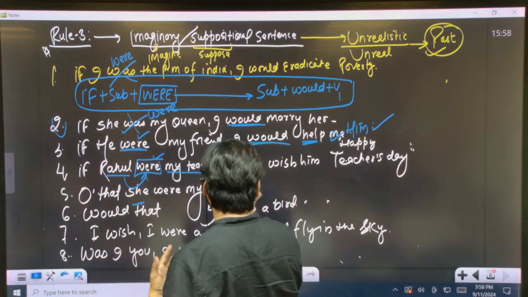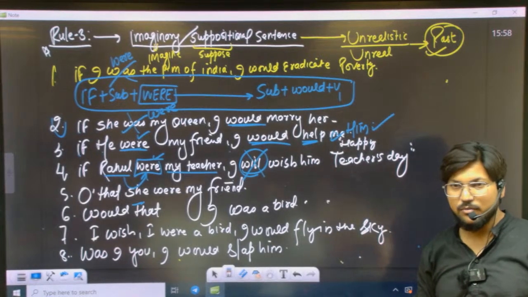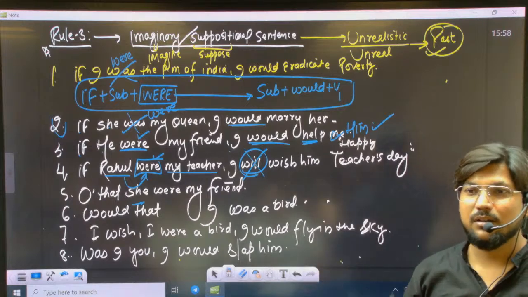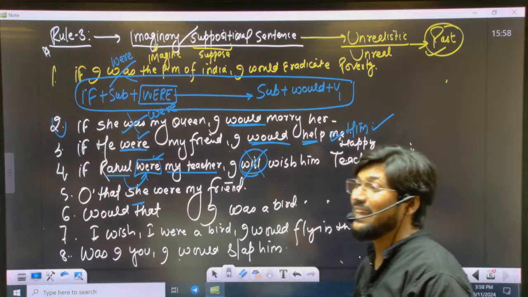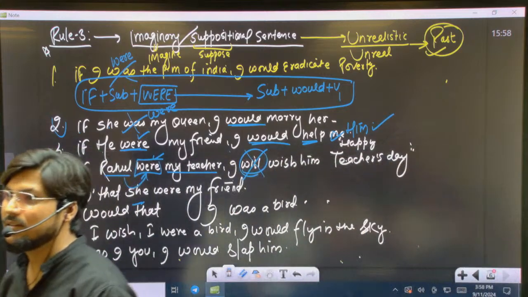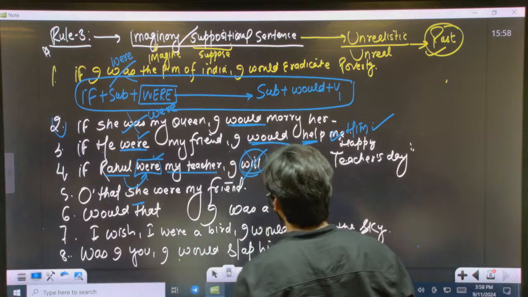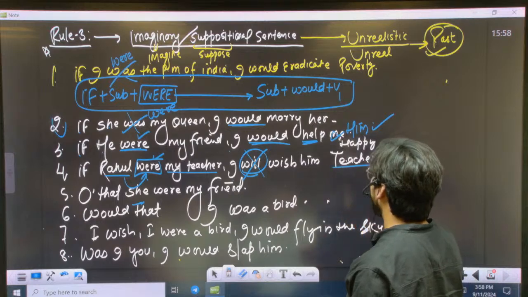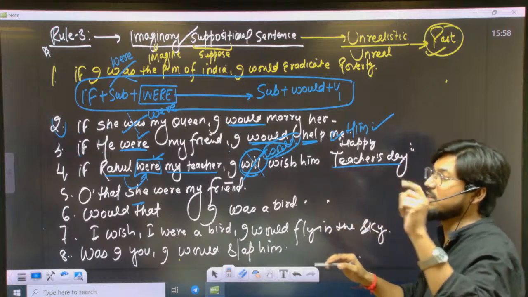My teacher, I would, not will. Will is the future word. We need past word. So the past of will is would. The past of can is could. The past of may is might. Haven't you heard? Will, would, can, could, may, might, shall, would. It does not become should. I'll let you know in the narration section.